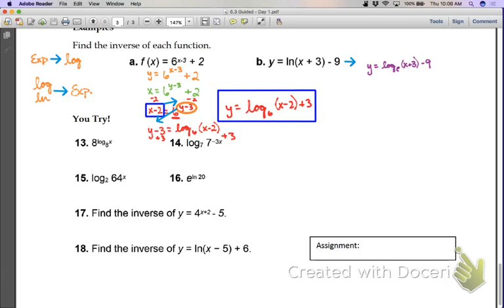So again, we're finding inverses. I already have y equals, so now what's my next step? Switch the x and the y. So then I have x equals log base e of y plus 3 minus 9. Now, before I had to get the exponential by itself. Here I need to get the logarithm by itself. So what do I need to move first? The 9. So I'm going to add 9 to both sides.